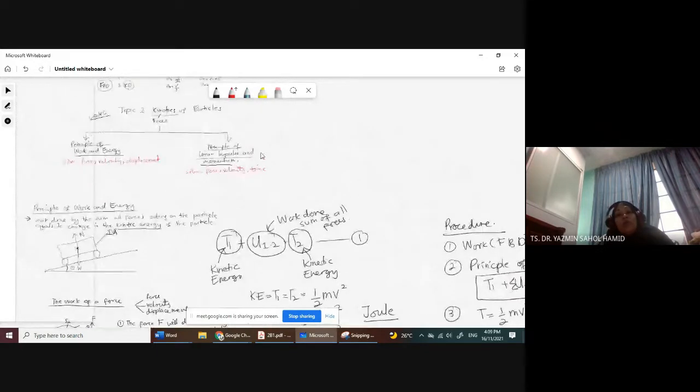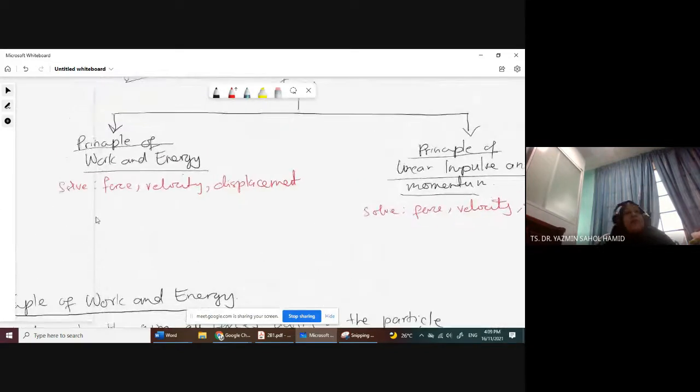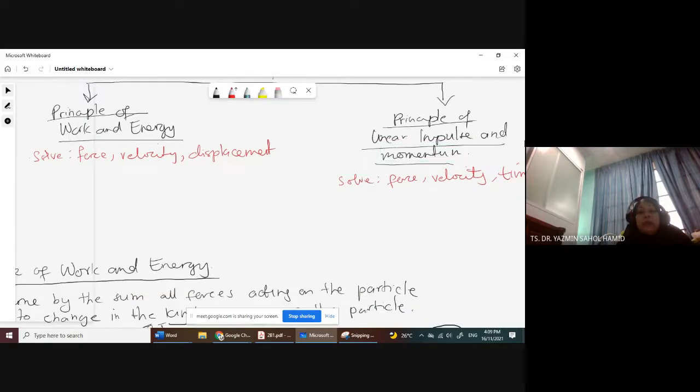Using principle of work and energy. Okay, now so it's not that difficult. When we start doing questions, exercises, you will find it very easy. Same as principle of linear and impulse momentum. But this one is not today, or it will be too much for us to finish off today.